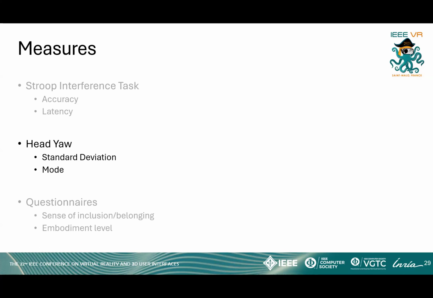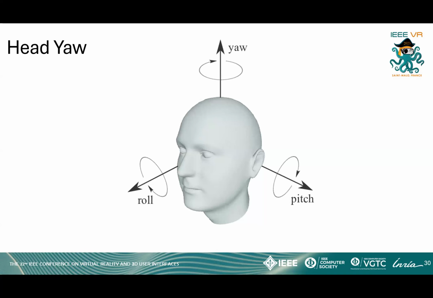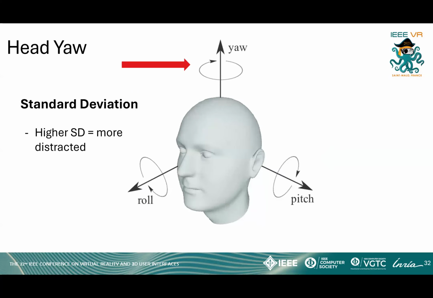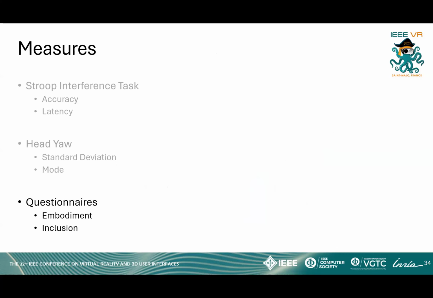Next, we looked at head yaw. So yaw is the rotation against the vertical axis. So Kermit here is demonstrating yaw. It's turning the head left to right. And we looked at the standard deviation of this. So the more that someone moved their head indicated they were more distracted. Additionally, we looked at the mode. So if someone was staring at a particular point, they would have a higher mode and be more fixated during the embodiment phase. Lastly, we looked at questionnaires, which measured embodiment and inclusion.